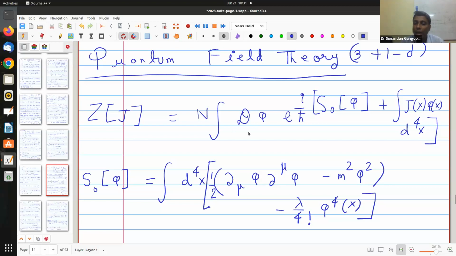So in order to calculate the propagator, which is a 2-point correlation function, we need to know the generating functional. Differentiating this generating functional with respect to the external source twice, setting the result to J equal to 0, will give rise to the 2-point correlation function, which is the propagator in quantum field theory.